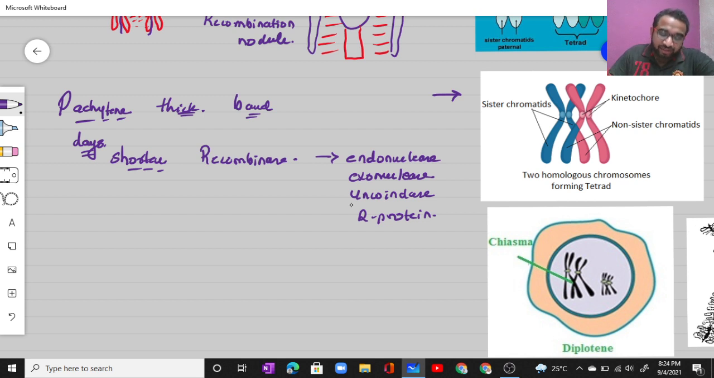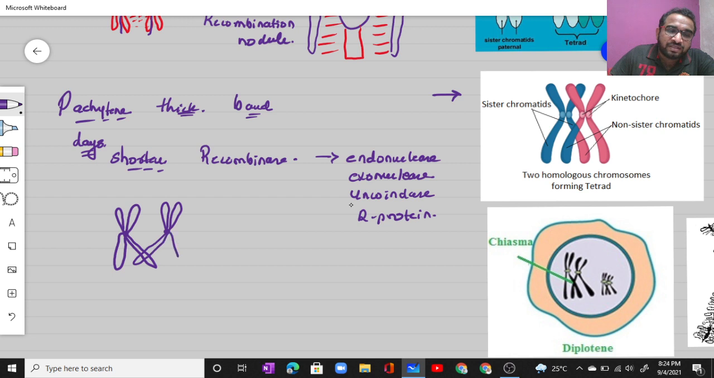Okay, what does the endonuclease enzyme do in its presence? Now basically why this process is happening, if you see over here, this is one chromosome and this is the another chromosome.